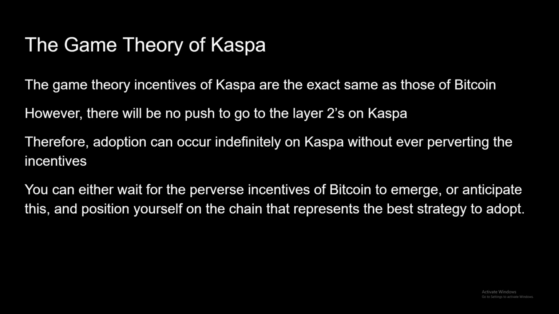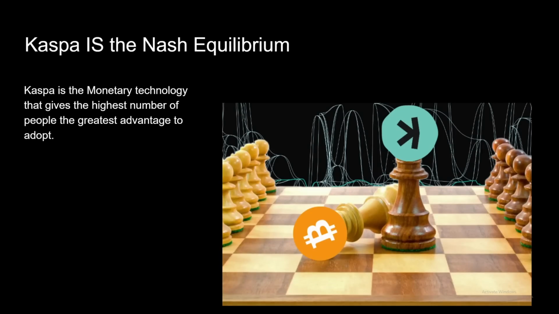So fundamentally, the game theory incentives of Kaspa are the exact same as those of Bitcoin. However, there will be no push to go to the layer 2s on Kaspa because it is scalable, and therefore adoption can occur indefinitely on Kaspa without ever perverting the incentives, like the incentives of the layer 2s become perverted. And so you can either wait for the perverse incentives of Bitcoin to emerge, or you can anticipate these and position yourself on the chain that represents the best strategy to adopt. So Kaspa is the Nash equilibrium.